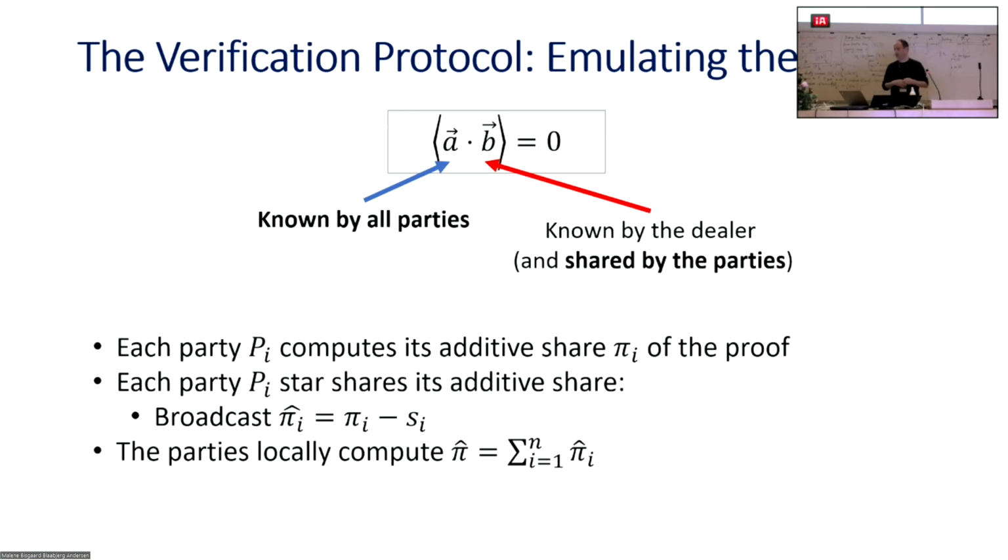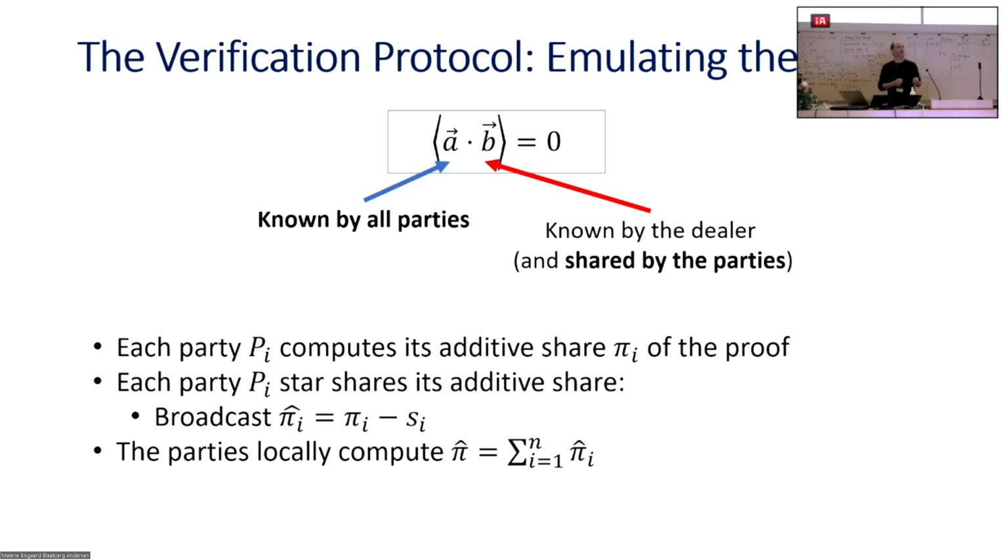And here we use the fact that we said before that the vector B is known by the dealer, but is also shared by the parties. The vector B basically contains all the masks from the semi-honest computation, so each party holds an additive share of the mask. So this means, and it's very simple to show, that each party can compute an additive share of the proof.